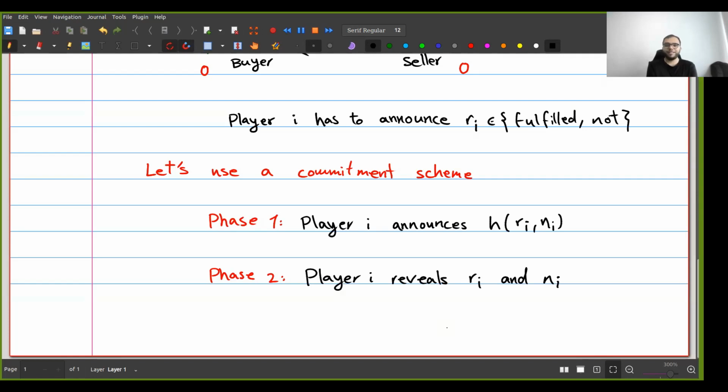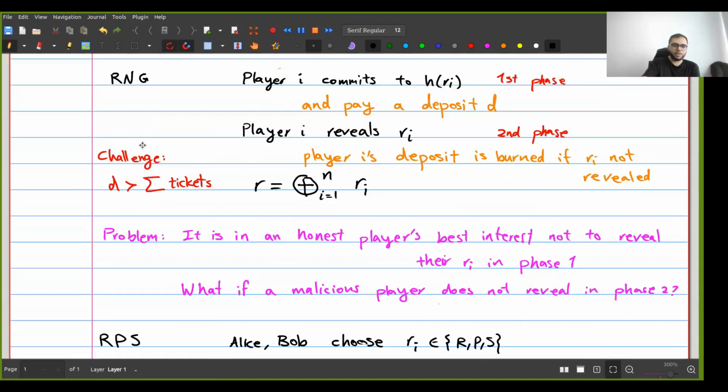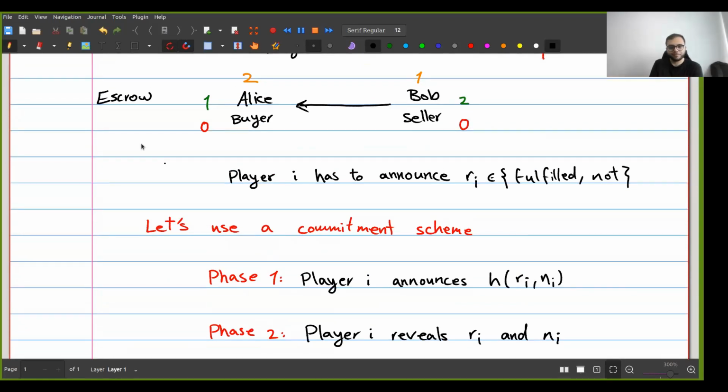So can you see the attack here? Can someone maybe give me an attack in the chat? So there's something conceptually different about this escrow and these previous examples that we saw, RNG, RPS, and auction. What's conceptually different here? Any ideas?